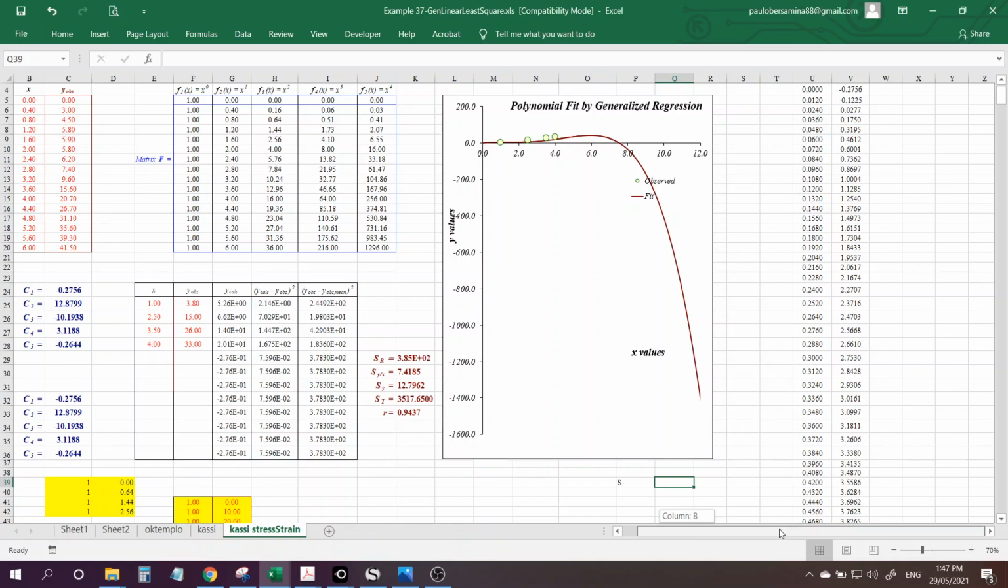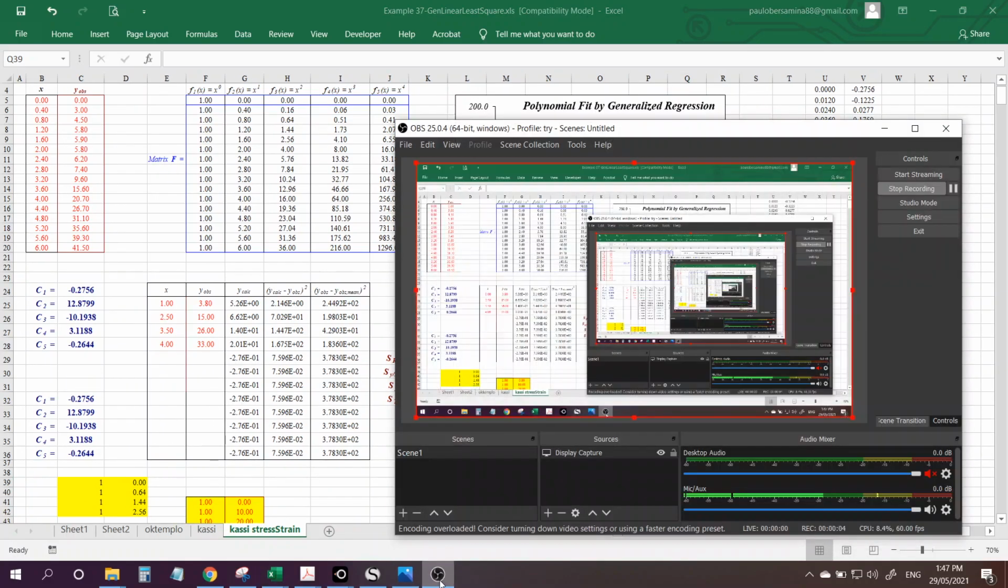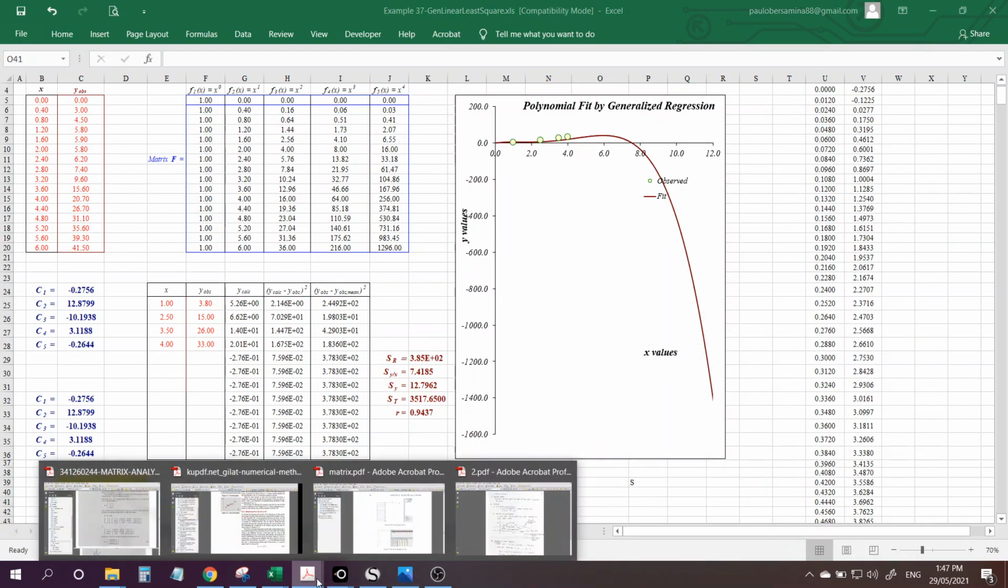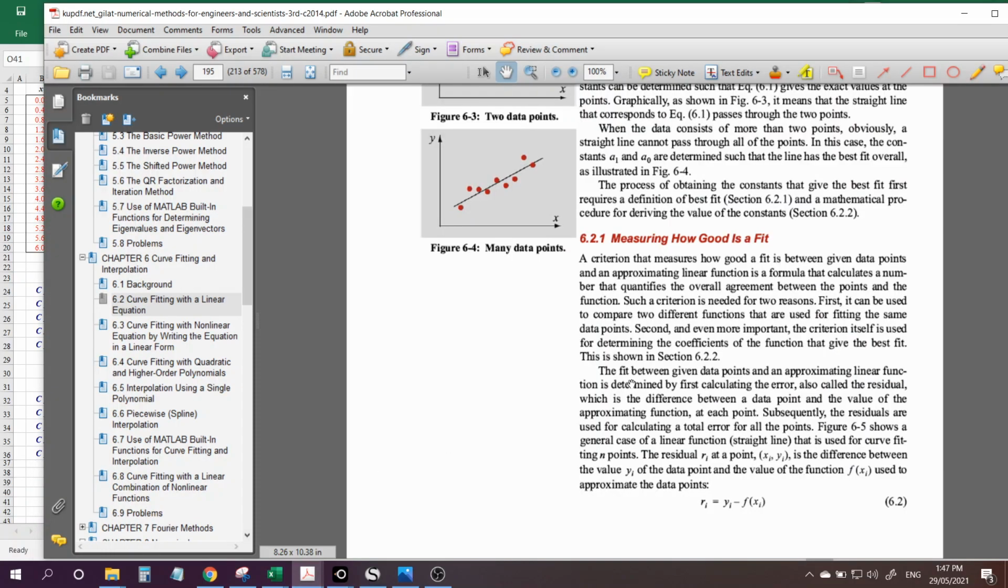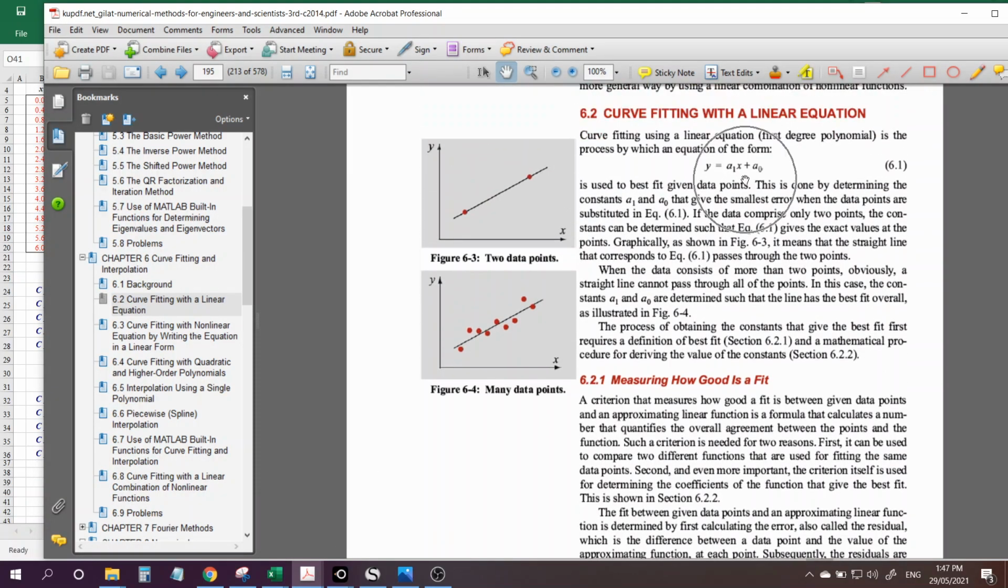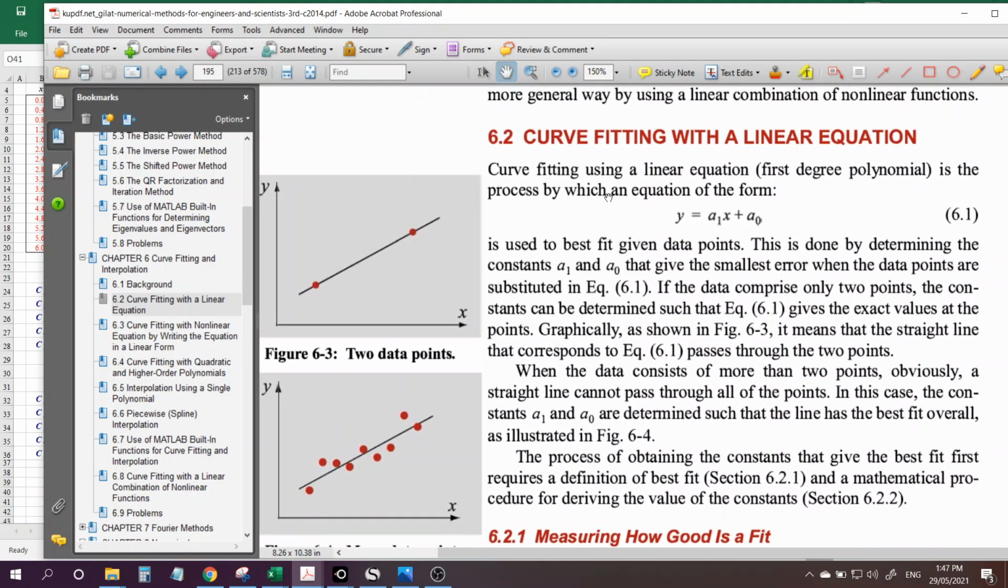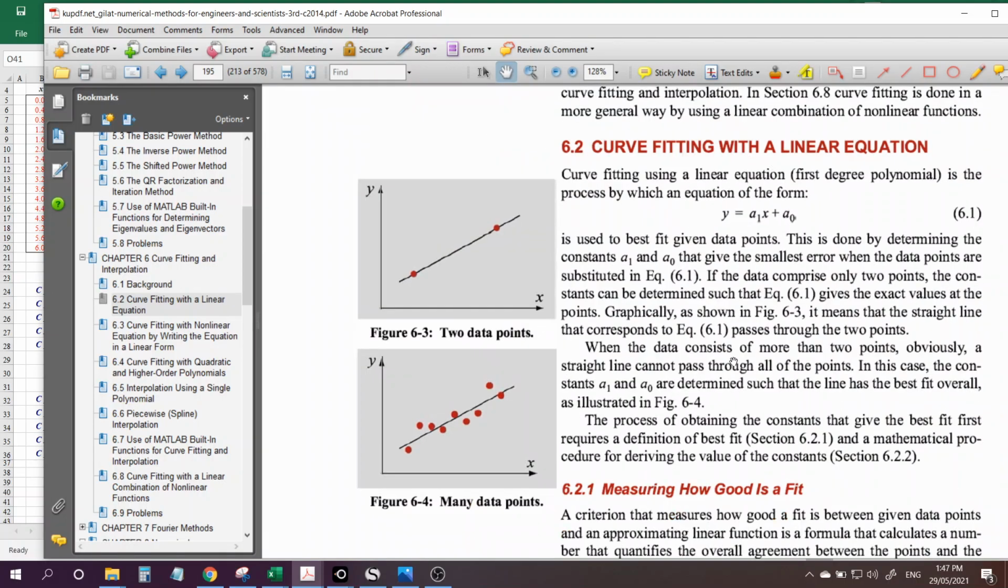Last time we started with curve fitting. Okay, so now let's continue with the topic. First is curve fitting with a linear equation wherein the equation is a first degree polynomial, y equals a1x plus a naught. Okay.